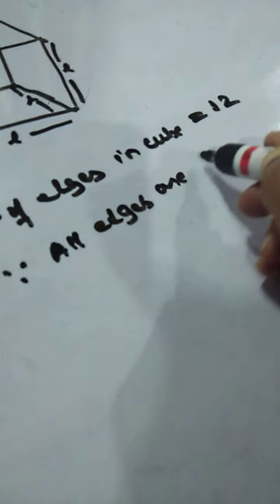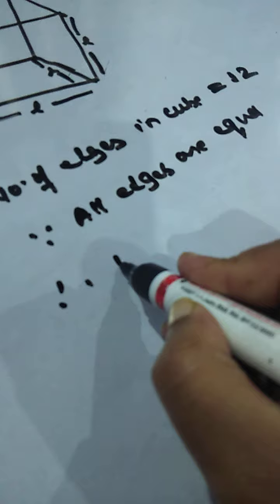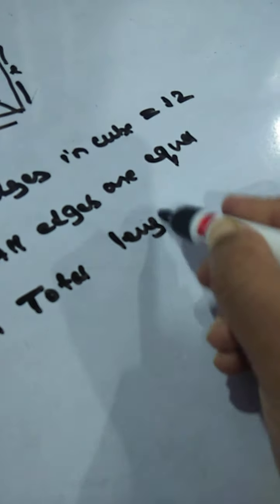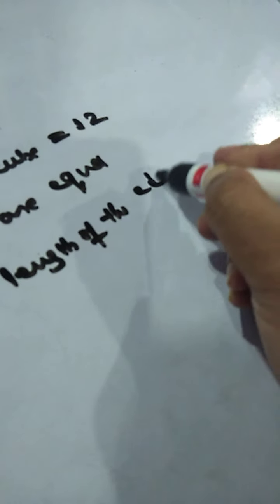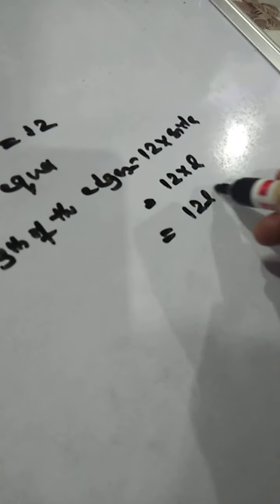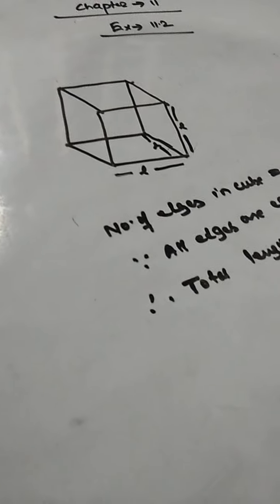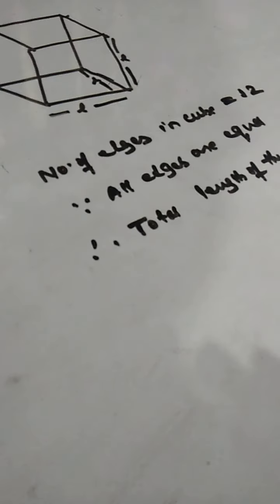Since all edges are equal, therefore the total length of the edges will be what? 12 into side. Each side measures how much? L. So the answer would be 12L units. So this is as easy as this. Let's move on to question number 4, students.